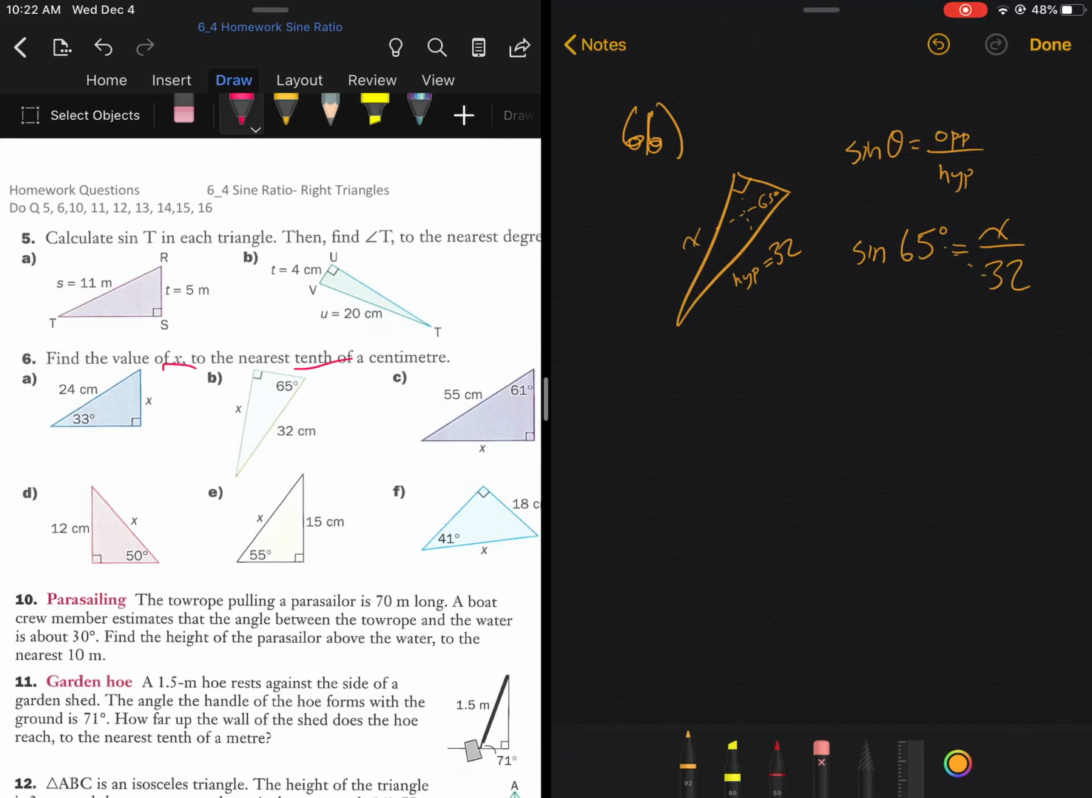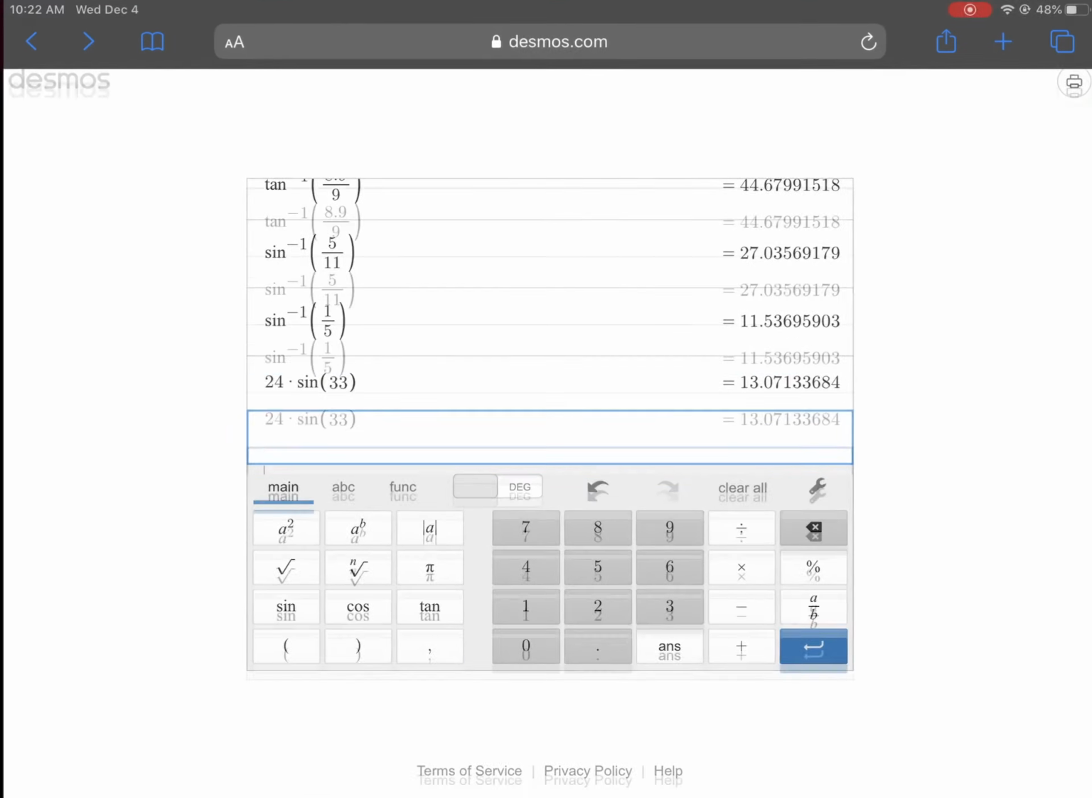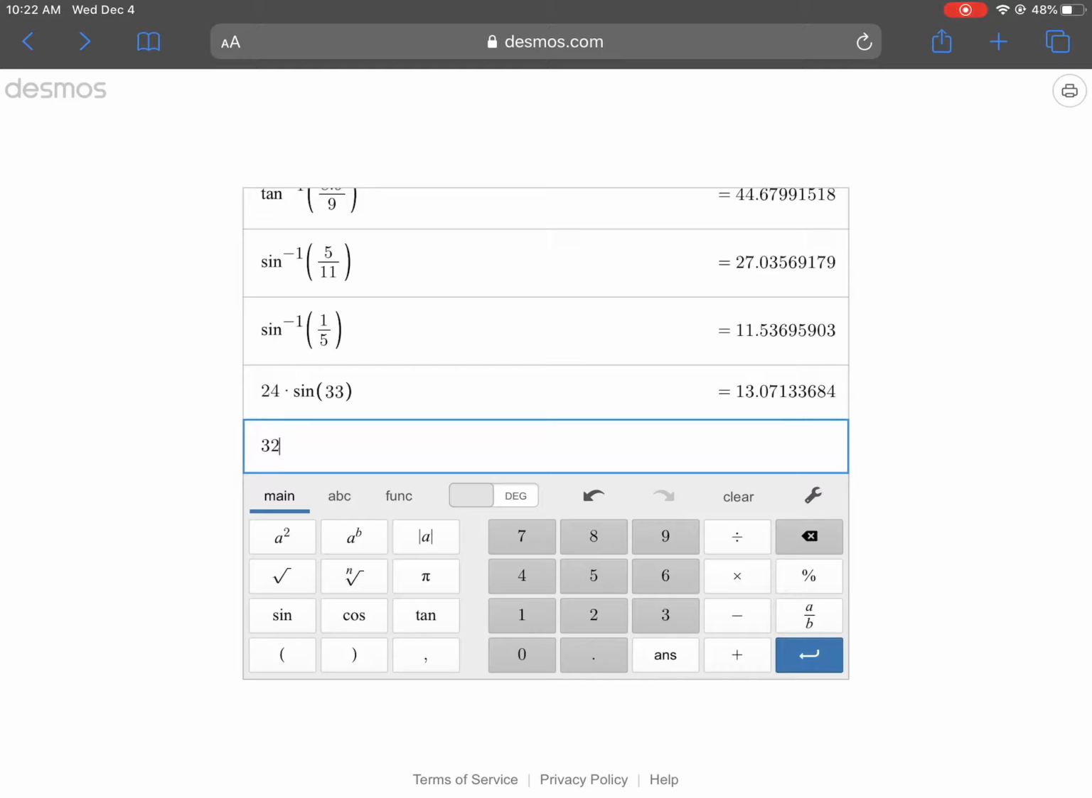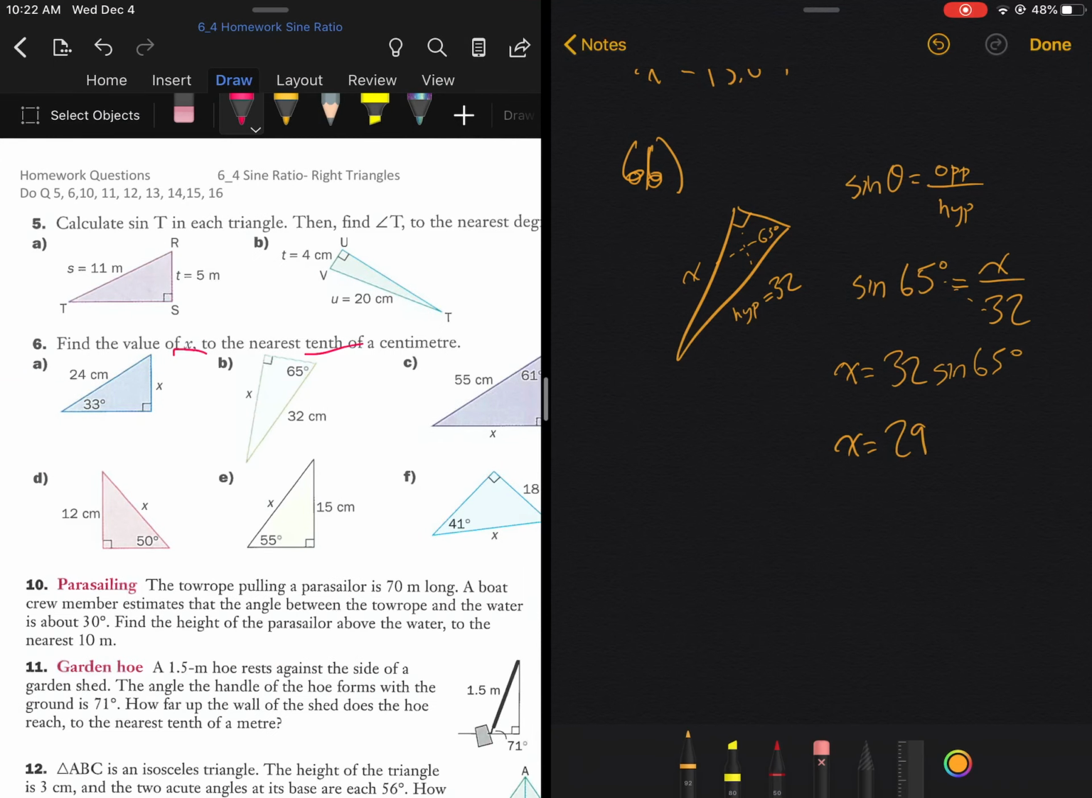Well, x is now equal to 32 times sine of 65 degrees. 32 times sine of 65. And the answer is 29. X equals 29 centimeters.